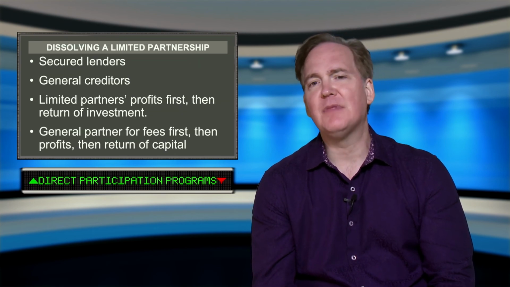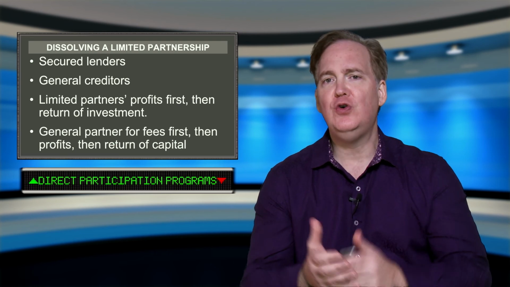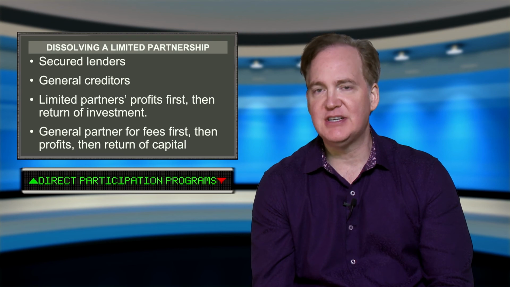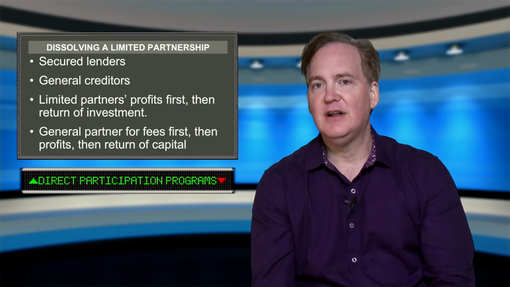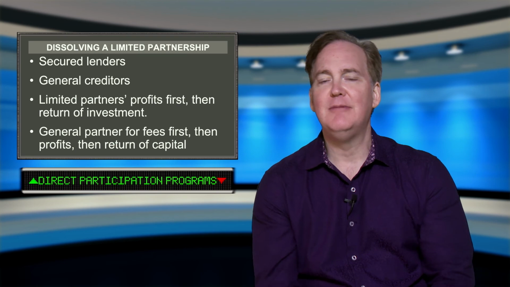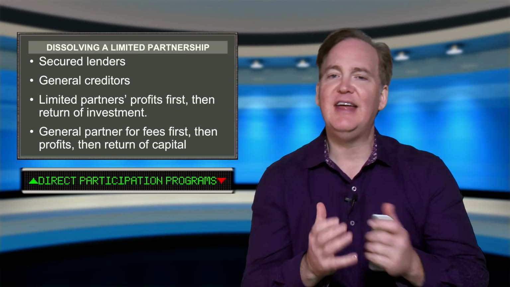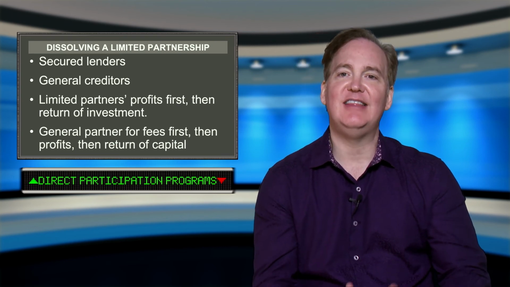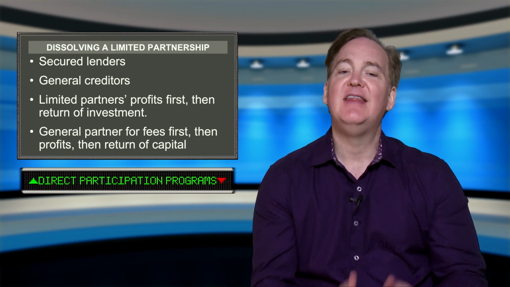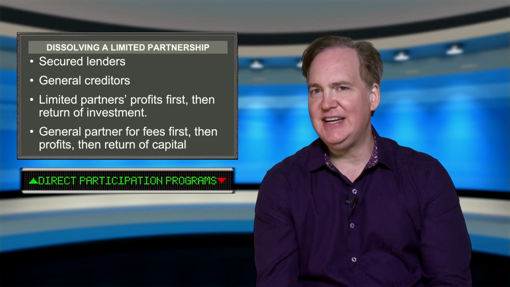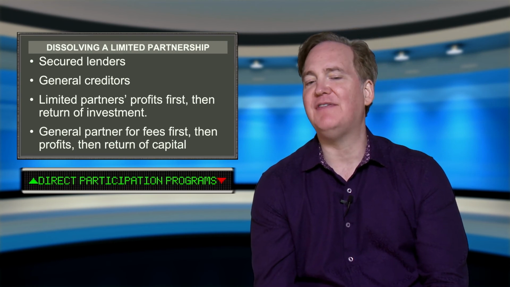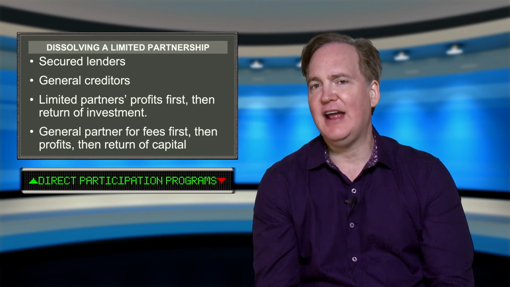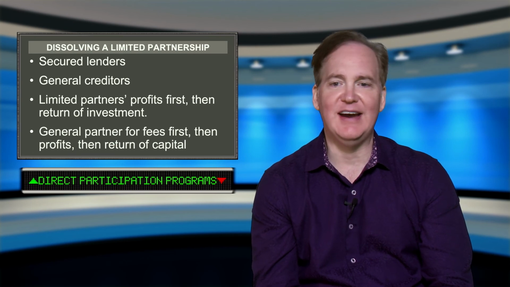Now, when a partnership dissolves, who gets paid when? Well, secured lenders get whatever they were promised. They get collateral, title to the collateral if the partnership has defaulted. Then general creditors. Then limited partners will receive any profits, then the return of their investment. Then the general partner will receive their fees, and then they will receive their profits or return of capital. So this is the order that a limited partnership would liquidate in.